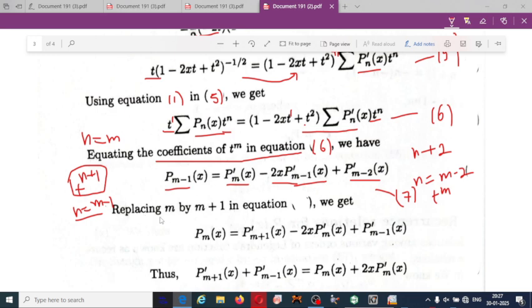After getting equation 7, we have to replace m by m plus 1 in equation 7, and we get another recurrence relation. If we make it m plus 1, the m plus 1 minus 1 gets cancelled, and we get Pm of x on the LHS side. On the RHS side, the first term is P dash m plus 1 of x. The second term is 2x p prime m of x. The third, m plus 1 minus 2, is m minus 1, p prime m minus 1 of x. This is the fourth recurrence relation.